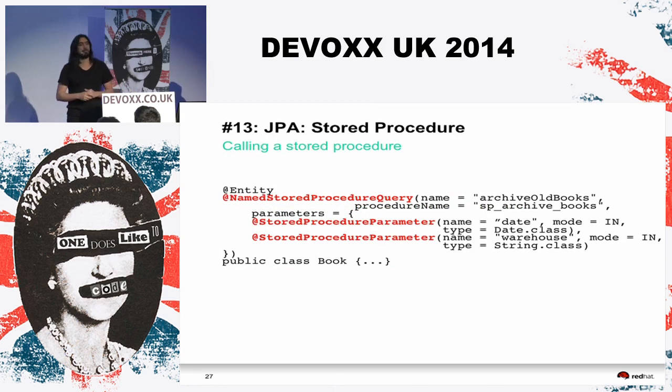Something that maybe most of you were waiting for, a nice way to call stored procedures. Like it or not, most of our relational databases have stored procedures, and to invoke them was a bit tricky and non-portable. So now we have a brand new API. We had @NamedQuery, @NamedNativeQuery. Now we have @NamedStoredProcedureQuery, and we give the parameters in, out, the name of the stored procedure, and invoke it.